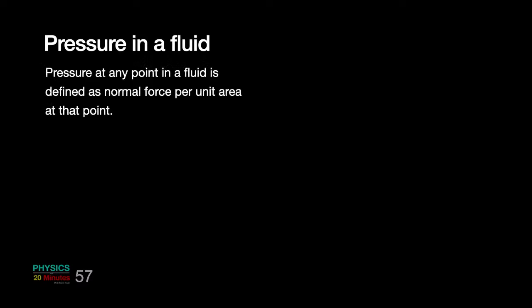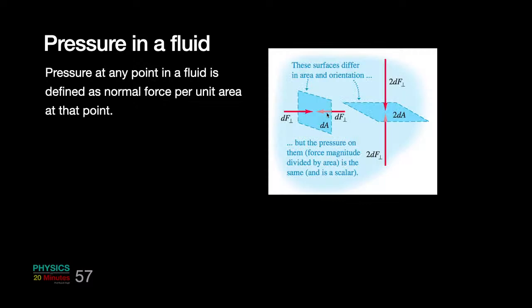Pressure in a fluid. Pressure at any point in a fluid is defined as the normal force per unit area at that point. So if you want to define the pressure at any point, you first find the direction of the force, find the area which is normal to the force at that point, and then you calculate dF by dA.